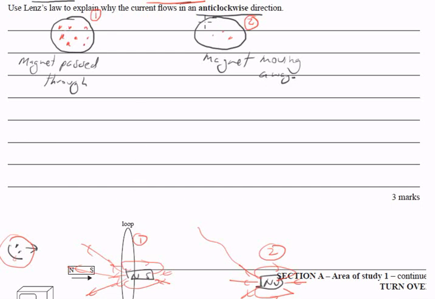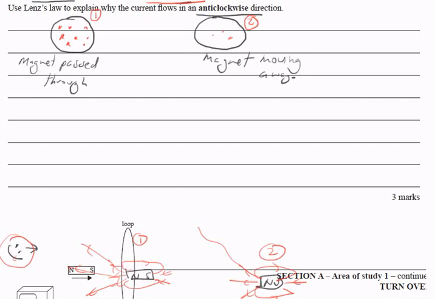Now we can see the flux has changed. Because the flux has changed, that's why there was a voltage measured, which we had before. And now we've got to say, which way is the current going? Is it going around this way or around the other way? Well, the answer says already that it's in an anti-clockwise direction. We have to now show that.